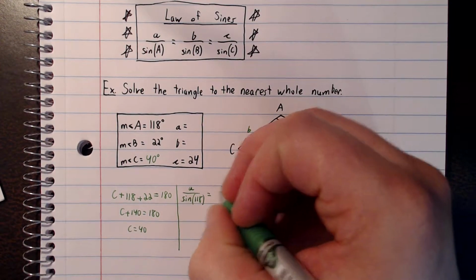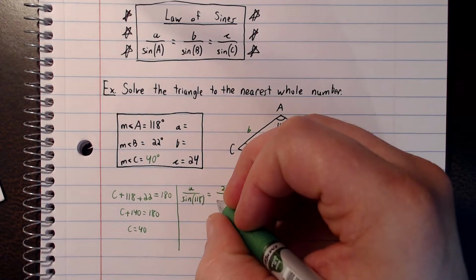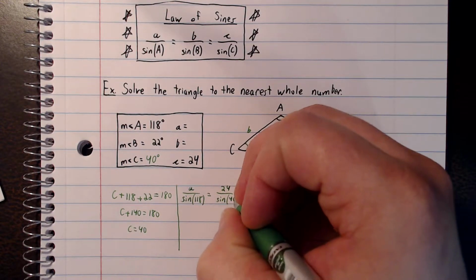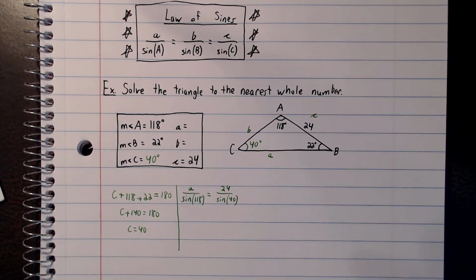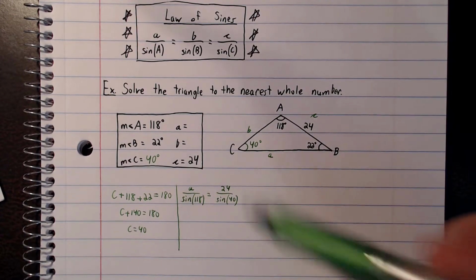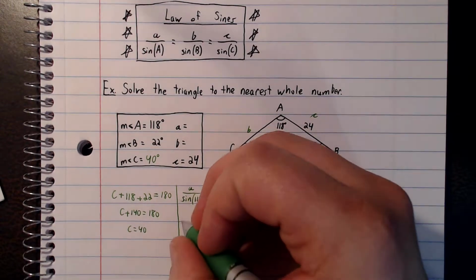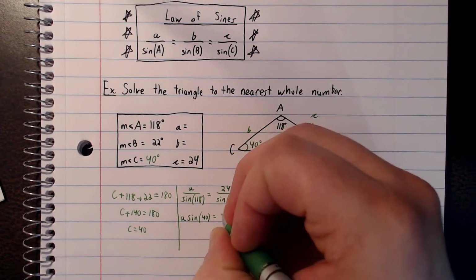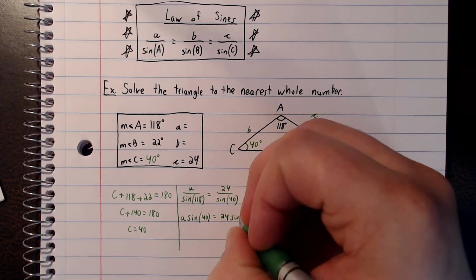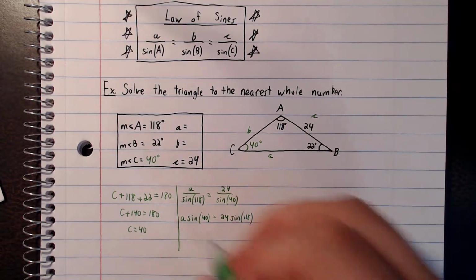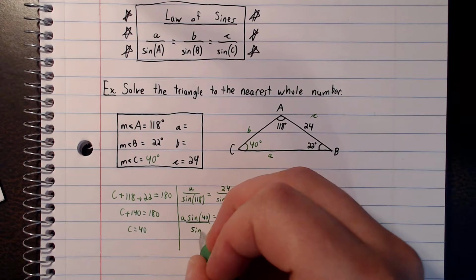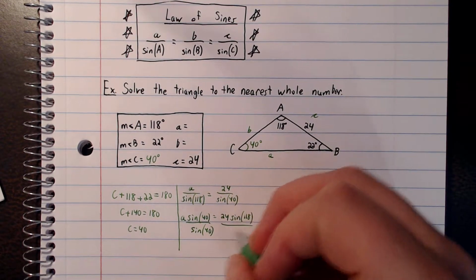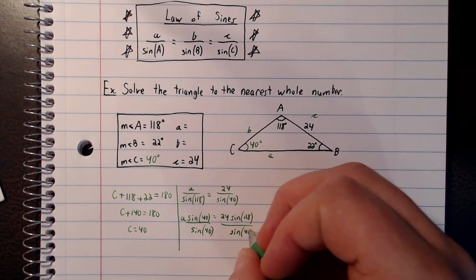So right now I'm just filling in what we already know. And we're going to do some quick cross multiplication. So we get a sine of 40 equals 24 sine of 118. Then we have to divide by sine of 40 on both sides.